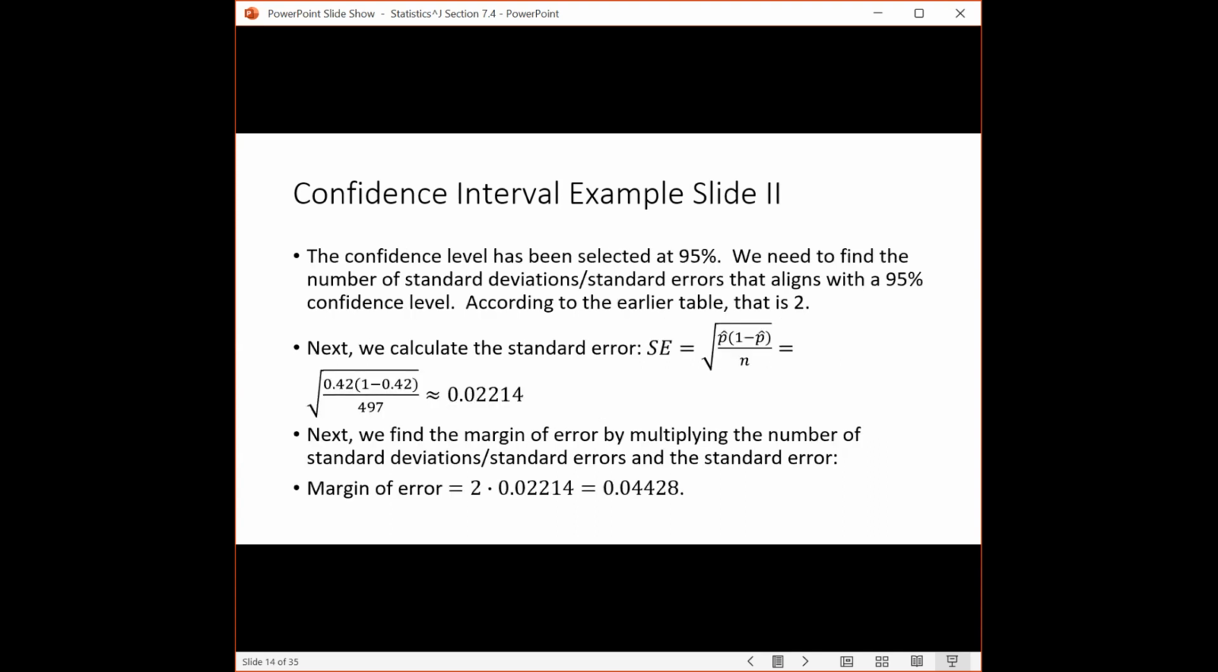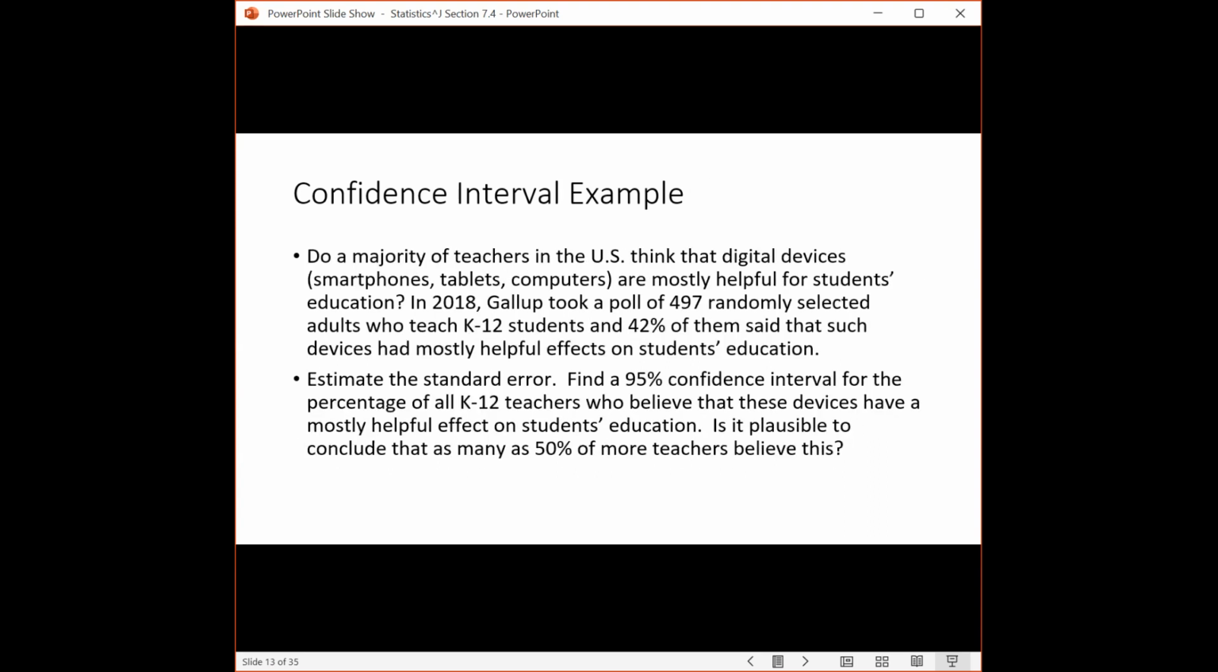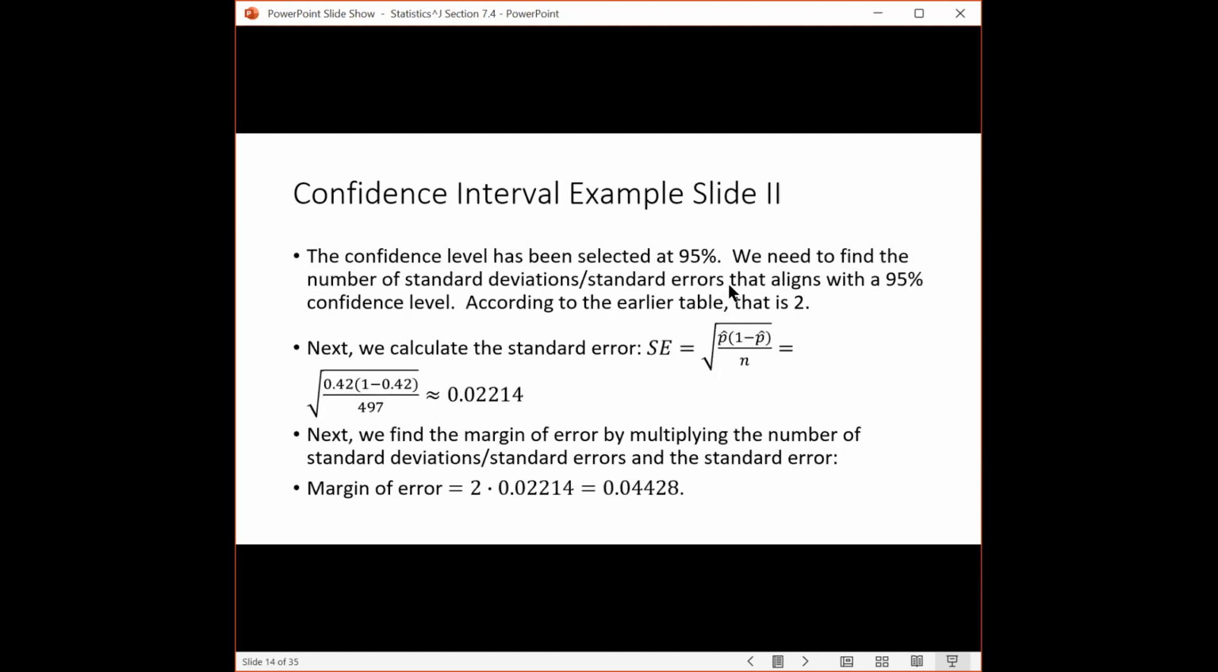The confidence level has been selected at 95%. So where was that? It was right here. You start off with the confidence level, and then we need to figure out how many standard deviations or standard errors correspond to that. With 95%, you use 2, and that's in the earlier table. Once you've got your number of standard errors, next you calculate the standard error. That's just the formula. Plug everything in, you get the number.